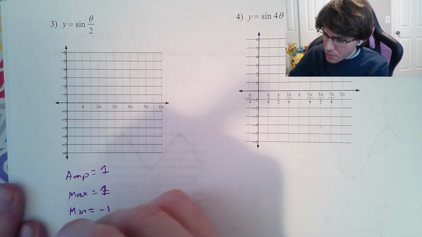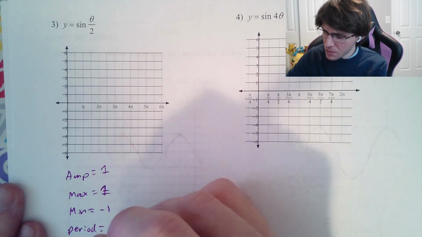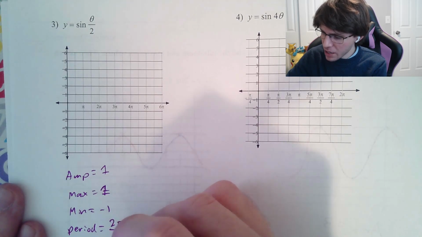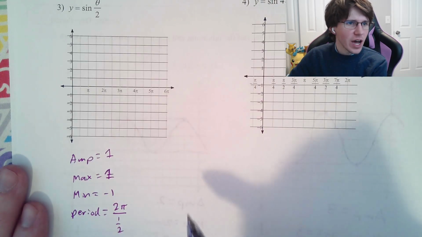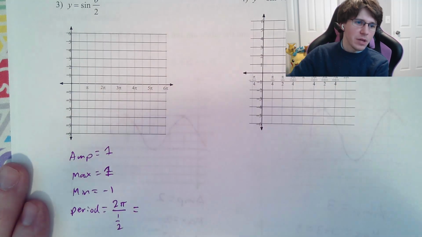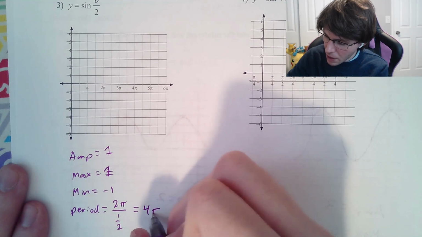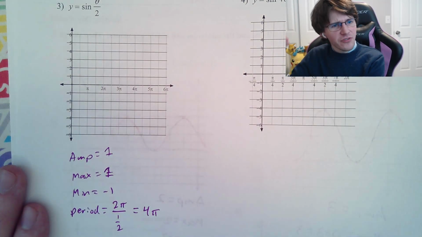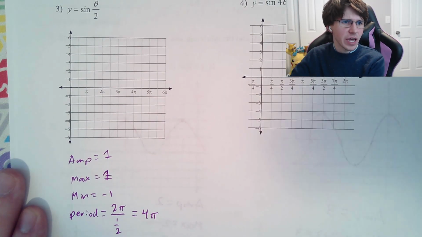So we have that 1, and we have the minimum of negative 1. That's easy, but our period is different. Our period this time is going to be 2 pi divided by a half. So we're dividing this pi over 2, dividing by a half. Dividing by a half means multiplying by 2. That's going to be 4 pi. That means it takes 4 pi to complete an entire cycle of sine.